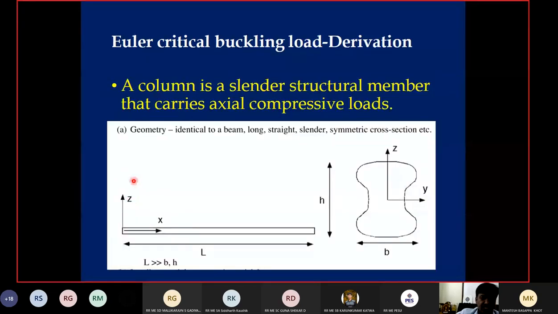Now, whenever you see the equation that we learned, that is pi square EI by L square, the Euler's buckling formula, there will always be a question asked: derive the equation for it. It's quite a simple derivation. I'll not run through it because there are two ways of doing it, but I want to emphasize why it is done.